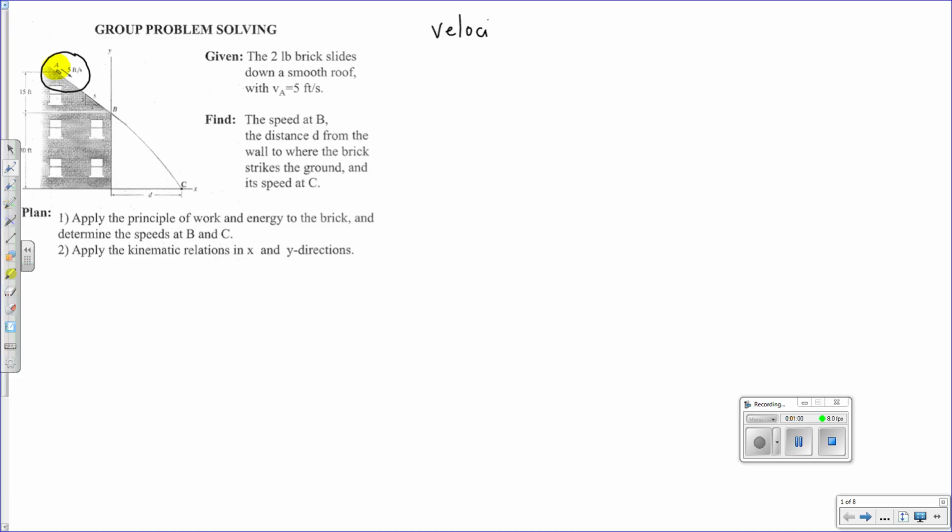velocity, distance, and ultimately force. Because it contains these three components, this is a great problem to solve using the work and energy principle.